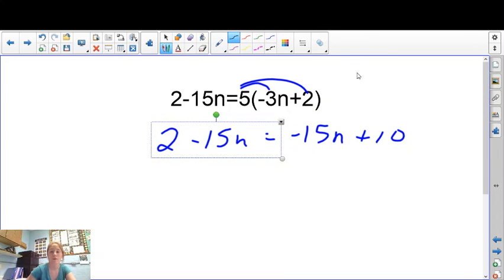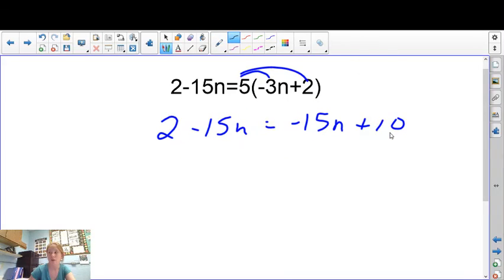Again, one is not more right than the other, different ways to try it. Personal preference, I like my variables on the left side if possible, or positive. So if I know that by moving my variables to the left side it's going to make a negative, I'll move it to the right side. It doesn't matter. I like positive variables. Sometimes it's unavoidable. That's okay. So I'm going to go ahead and add my 15n to both sides.